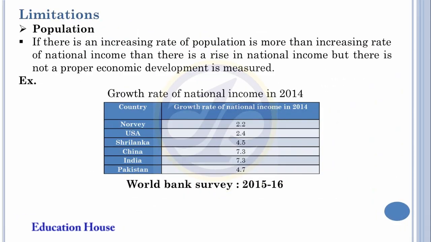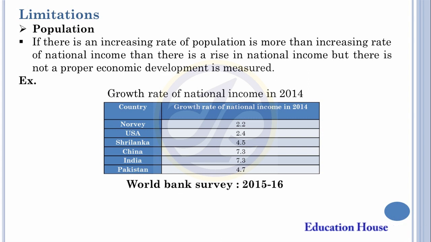But this is not perfectly true, because there are some limitations which show that national income is not a true indicator of economic development. The first limitation is population. When the rate of population growth in a country is higher than the growth rate of national income, then the country's national income rises, but its development does not.